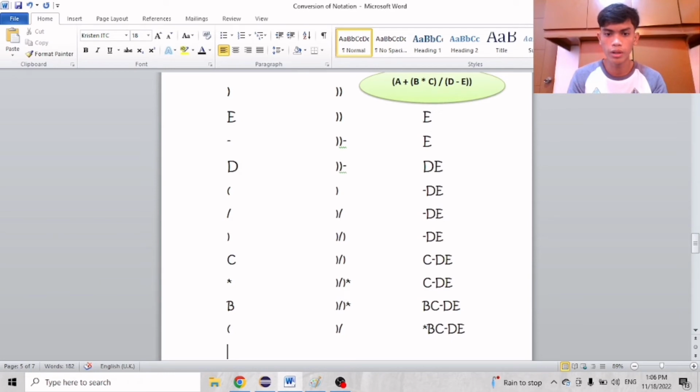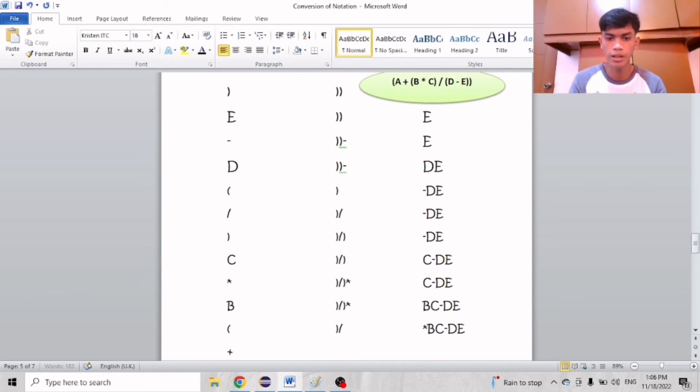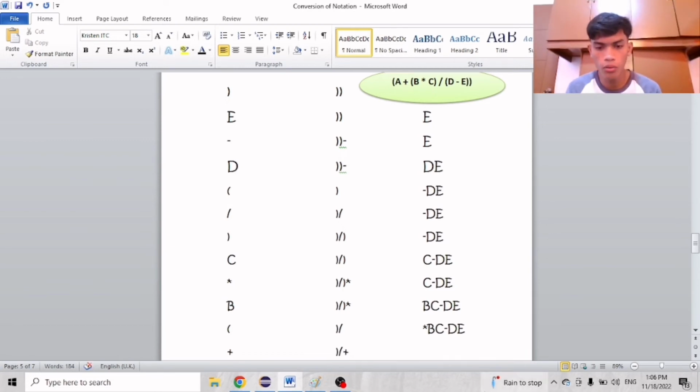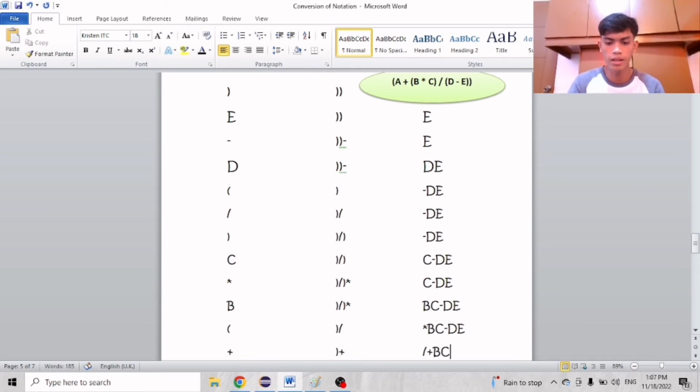See the open bracket. After it, we're going to put the plus sign. And now for this one, it also needs to be popped since it's the next priority. It is popped because the plus has the lowest priority. Pop like that. Then put it here. Simple as that.